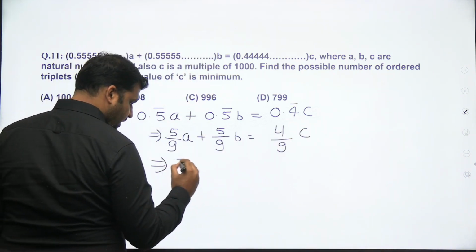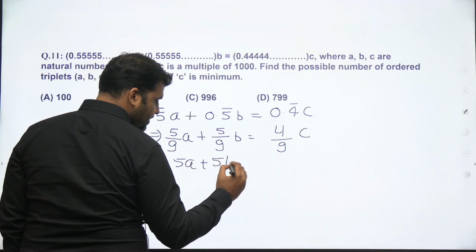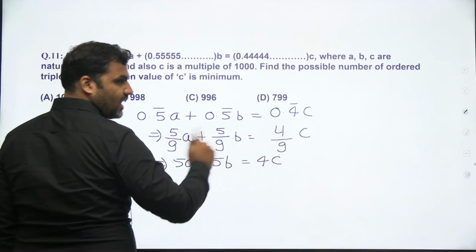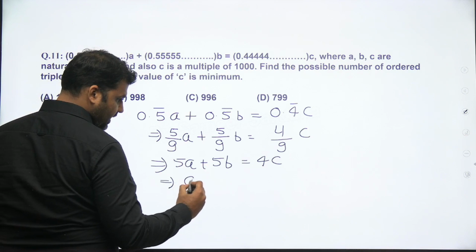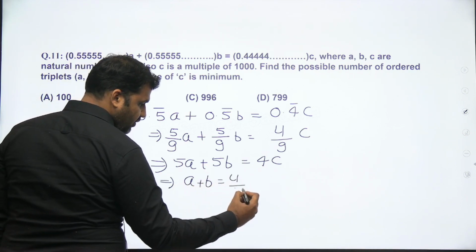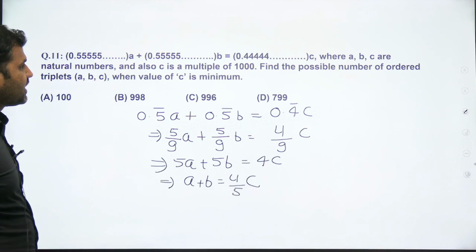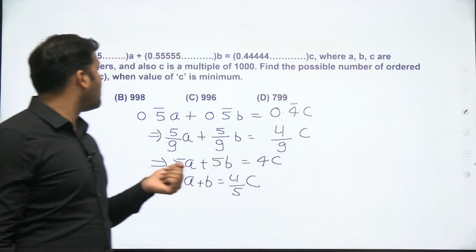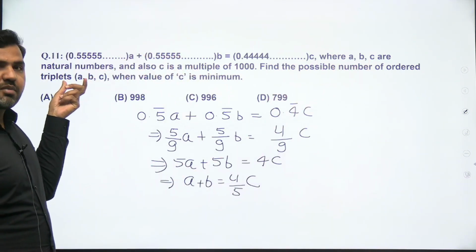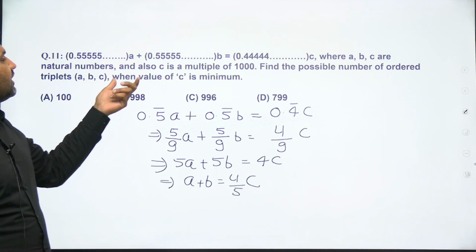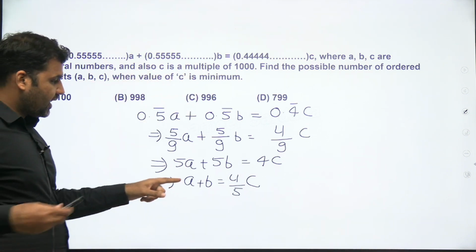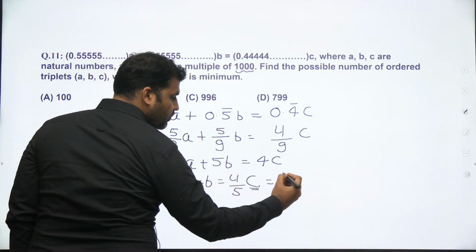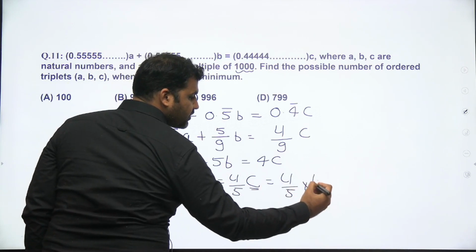Now the number become 5A plus 5B is equal to 4C, right? 9 will cancel on both sides. Now a plus b will be equal to 4 upon 5c, right? That's quite easy to understand. Now see that c is a multiple of 1000 and we are supposed to find out the number of ordered triplets ABC. ABC के हमने ordered triplets बनाने हैं such that the value of c is minimum. Now guys, tell me, if I want the value of c to be minimum but c has to be the multiple of 1000, तो सबसे least value जो c का आप ले सकते हो, that value is 1000 itself.